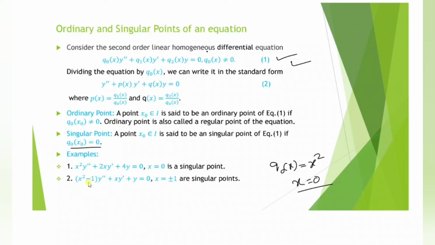Example 2, x square minus 1 into y double prime plus x y prime plus y equal to 0. यहाँ q0 of x क्या है? q0 of x is x square minus 1. x square minus 1 किस पॉइंट पे 0 होता है? For x equal to plus or minus 1, this is 0. So x equal to plus or minus 1 are singular points and other points are ordinary points or regular points.